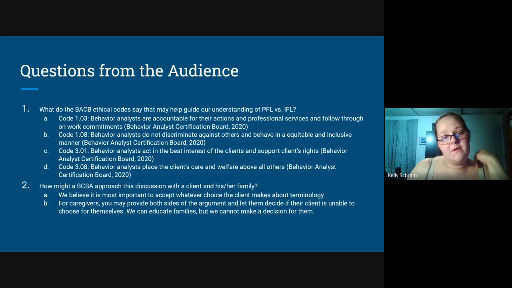Thank you to all of our participants for the debate that we've had. Here are some questions from the audience that we've gotten. The first one is, what do the BACB ethical codes say that may help guide our understanding of people first language versus identity first language?